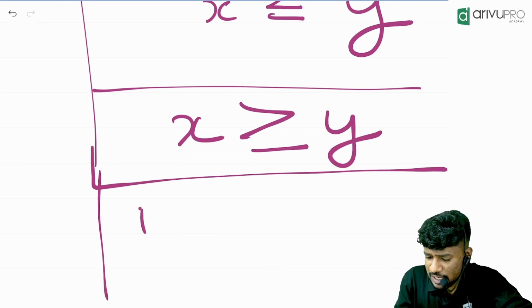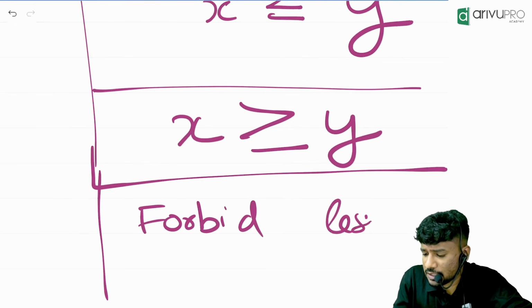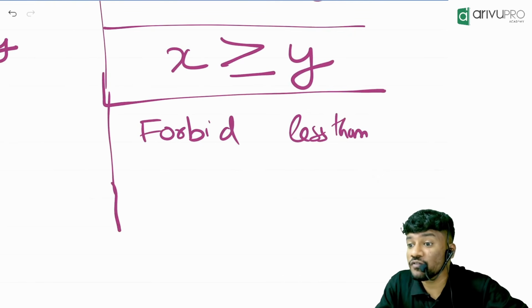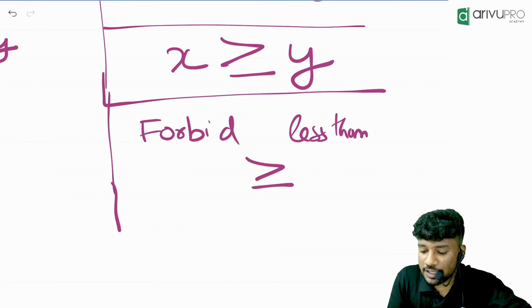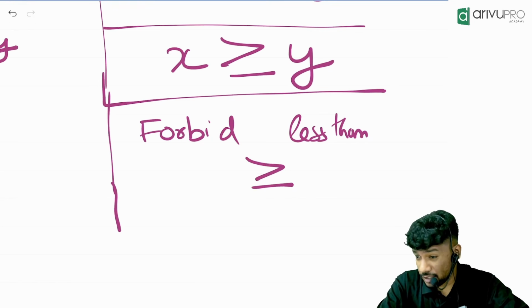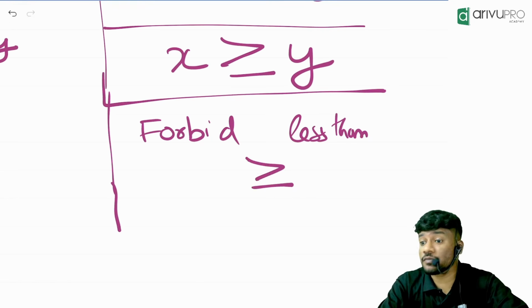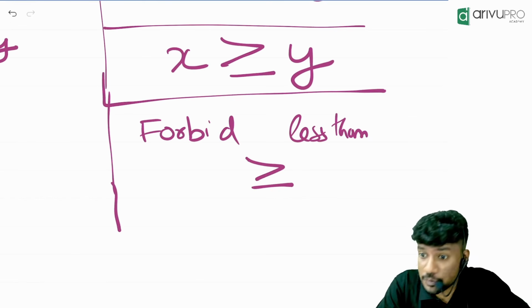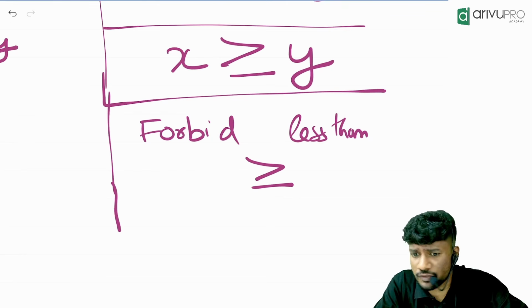Now, one more thing I want to tell you. People, whenever forbid and less than is coming, make a note of it, very important. Whenever forbid and less than is coming, which sign will you take? Greater than or equal to. In the question it will be like the union forbids experienced person less than freshers, which means we should take the opposite sign. Experienced person is greater than or equal to freshers. That's the way you write it.